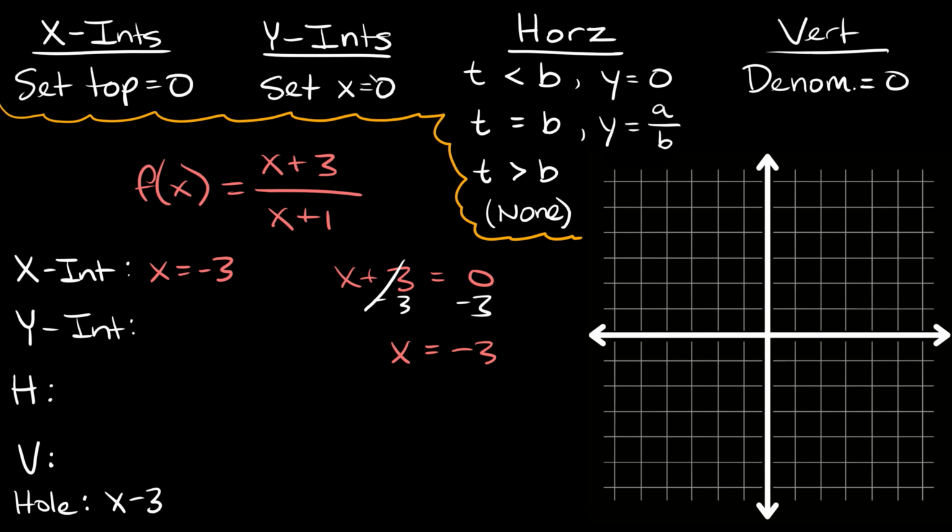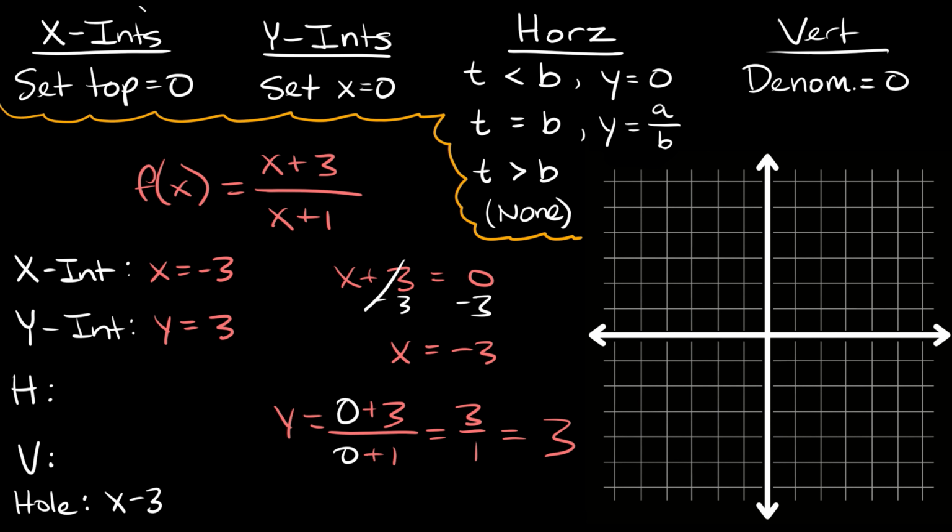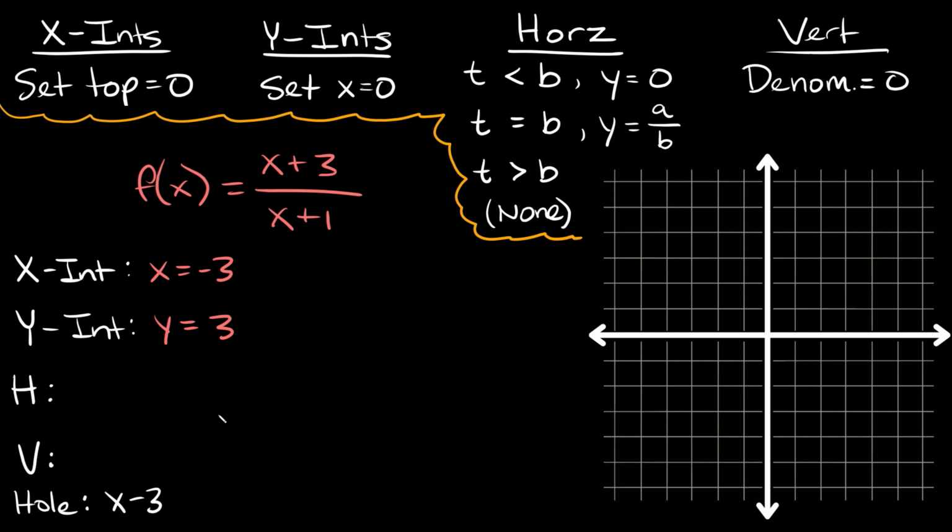And the y-intercept, again, we're just going to plug in a 0 for our x terms right here. So here we'll say that y is equal to 0 plus 3 over 0 plus 1, which is equal to 3 over 1, which is equal to 3. So we have a y-intercept at positive 3. Okay, now let's find the asymptotes.